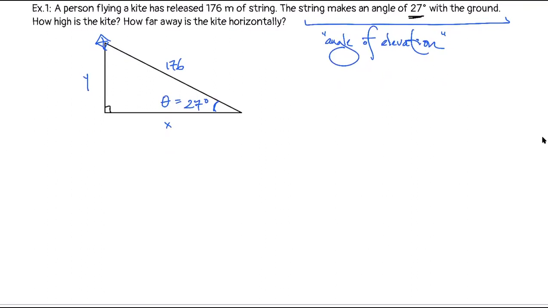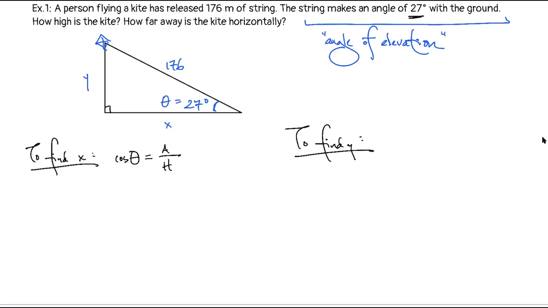If I want to find x, and if I want to find y, I'm going to need different trig functions. So which function should I use to find x? Sine, cosine, or tangent? And tell me why. We're going to use cosine, right? So we know cosine theta is adjacent over hypotenuse, right? And how might we know that? Well, we have the hypotenuse and we want to find the adjacent, right? So we fill in the numbers. We have cosine of 27 equals x over 176.